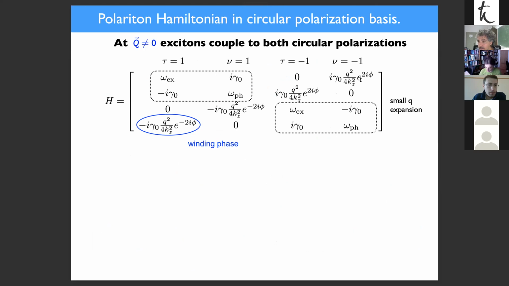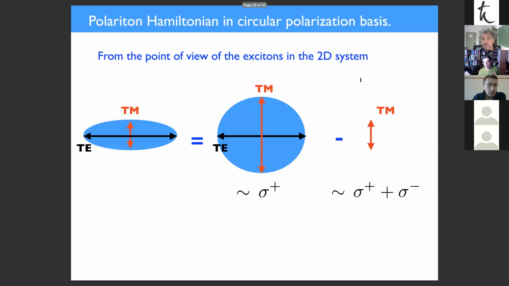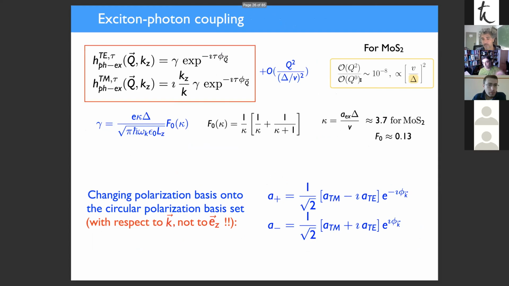Yeah, I don't know whether. Yes, I guess it's this phi. Yeah, this comes because the left-handed and right-handed polarization have different winding numbers, and because you are coupling one with the other, there's a change of 2 in the winding number when you go from one to the other.